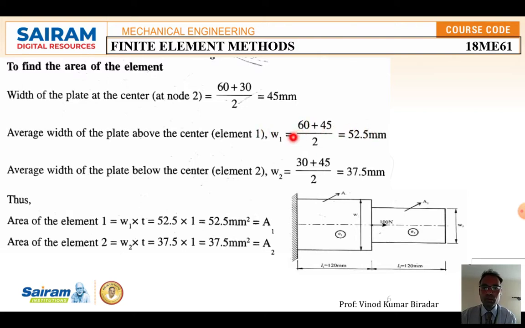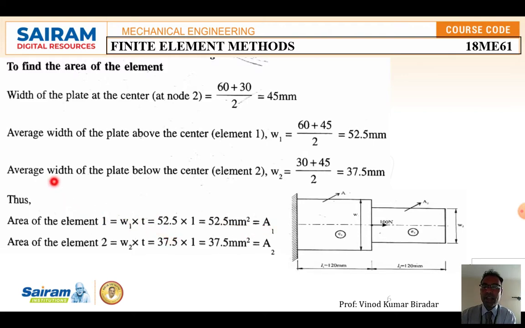So width you got. Okay, what is the formula for area? Area is equal to width into thickness. So area of element 1 is equal to width into thickness. Width we know, 52.5, substitute; thickness they gave 1. So area for the first element is equal to 52.5 mm square, which is A1. Similarly, you have to calculate the second element area.